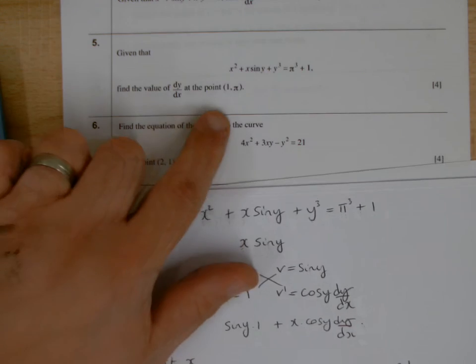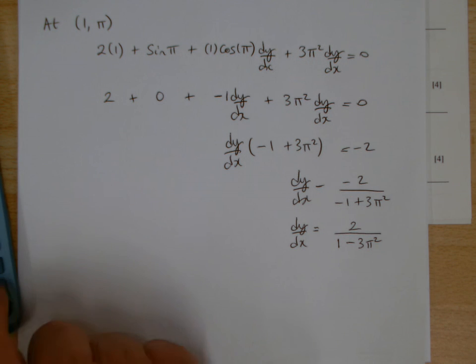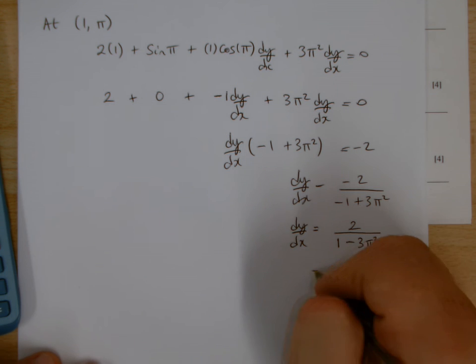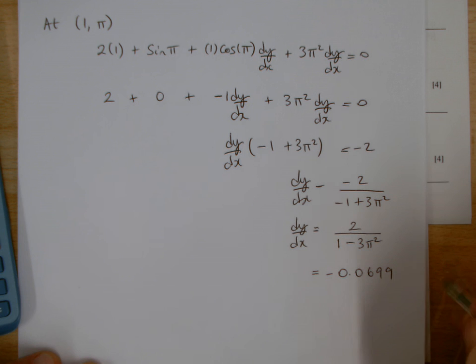In this case, they haven't asked for any decimal places, so you could just leave it like that if you wanted to. Or you could work out the exact value. On my calculator, I've got a value of minus 0.0699. I'll stop there, maybe 4 decimal places.